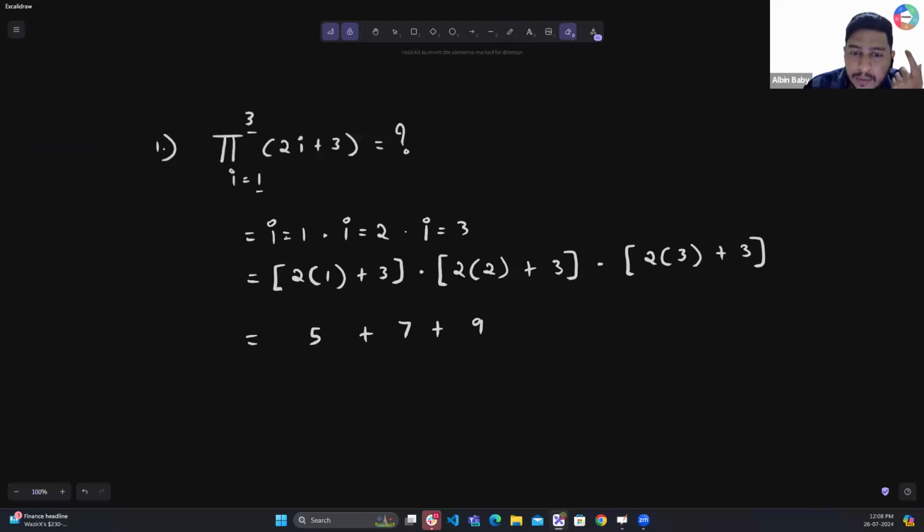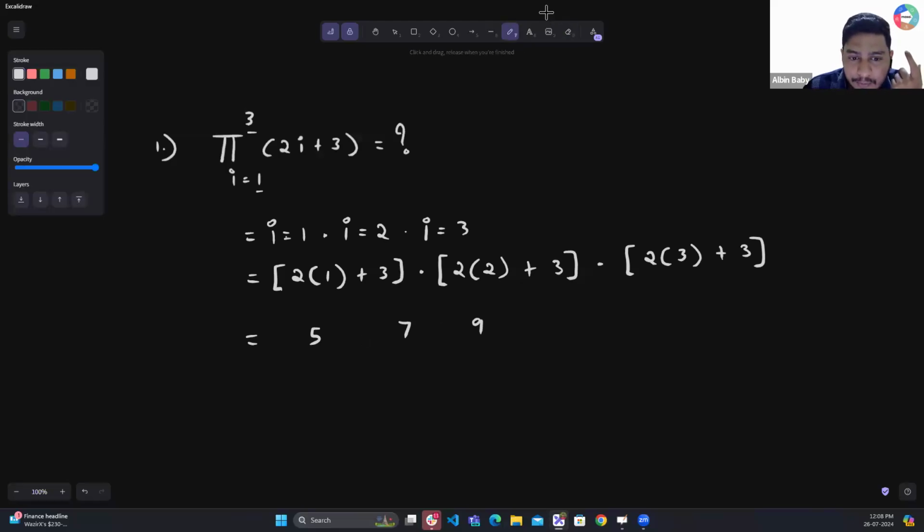Arre, it should not be plus, this should be into. So I'll be multiplying it instead of finding the sum. Okay. 5 into 7 is 35. 35, 9. 9 into 35. What will it be, guys? So let's do the math. 9 5s are 45. Great. So I have 4. 9 3s are 27. 27 plus 4, that is 31.